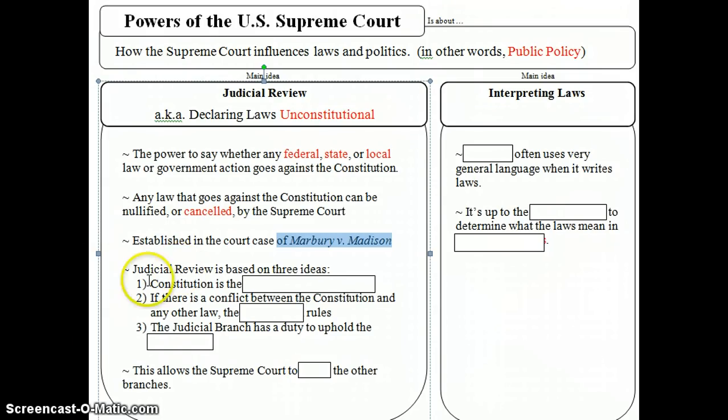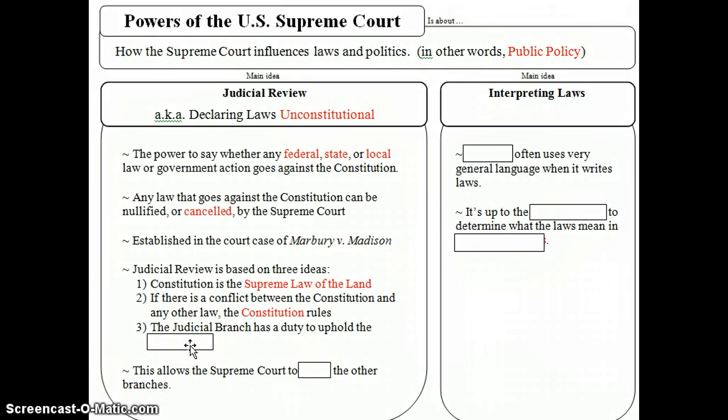Judicial review is based on three major ideas. First, the Constitution is the supreme law of the land. That means that all laws, all treaties, all actions of the president have to agree with the Constitution. Number two, if there is a conflict between the Constitution and any other law, it's the Constitution that rules. So, because the Constitution is the supreme law of the land, anything that goes against it has to go away.